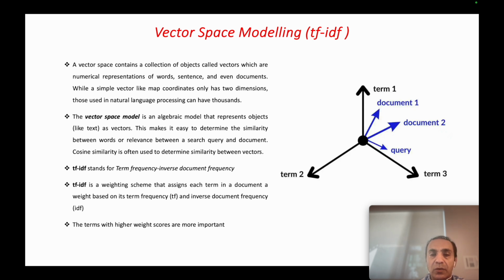So the vector space model is an algebraic model that represents objects like text as vectors, and that makes it easy to determine the similarity between words or relevance between a search query and document. Cosine similarity is often used to determine similarity between vectors.